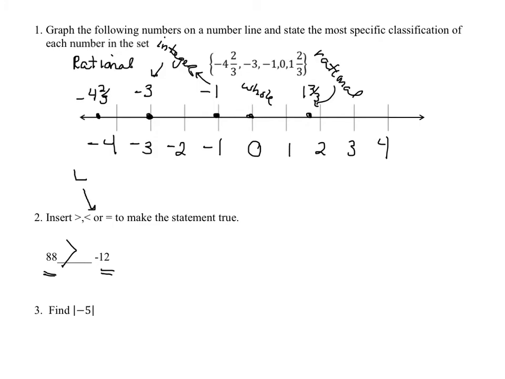And another way to know which sign is good here is that the bigger side or the big mouth of that opening goes toward the bigger number. Some people do this alligator thing, like the alligator wants to eat the bigger number, but you know, it's good that way too. The absolute value of negative 5 is just 5 because negative 5 is 5 units from 0.